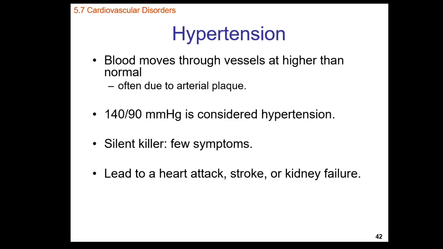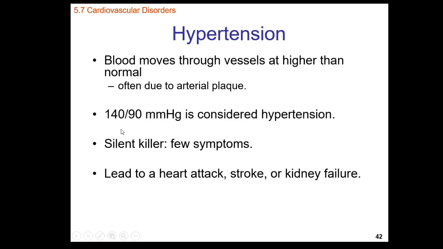is high blood pressure. So as the blood moves through the vessels, pressure is higher than normal, often due to arterial plaque. Remember, when we talked about blood flow, we also looked at plaques. We also talked about if the walls of the vessels themselves stiffen for some reason, that can cause issues, and then changes in volume. So if there was an increase in volume, that could increase pressure as well. But most often these will be caused by plaques.